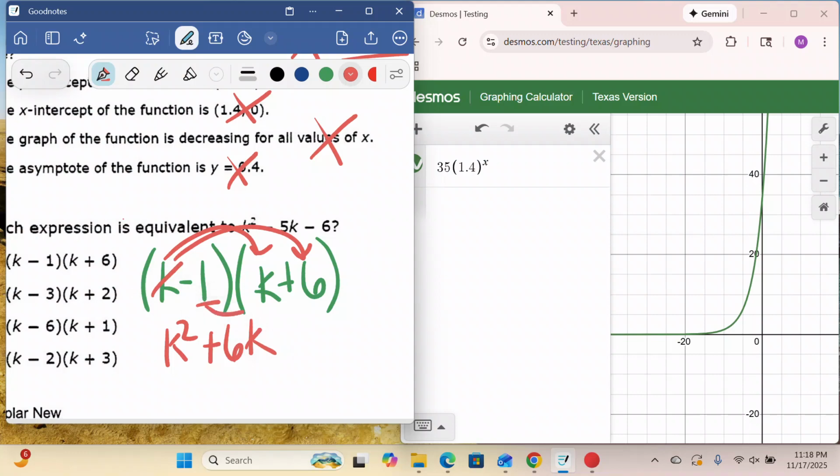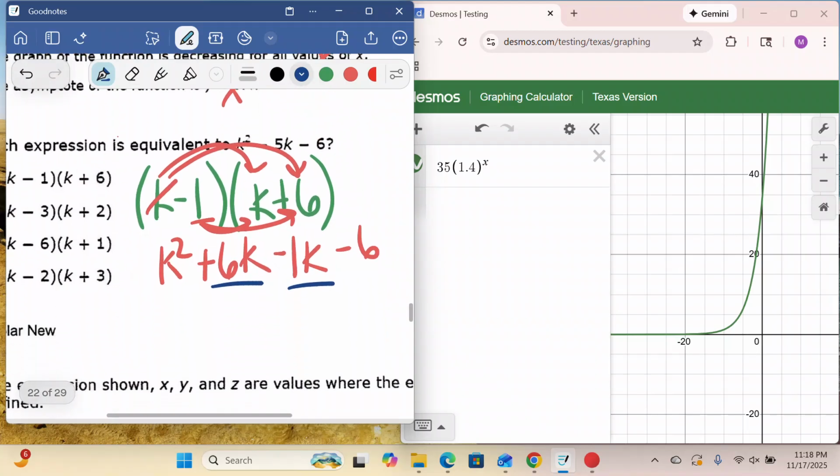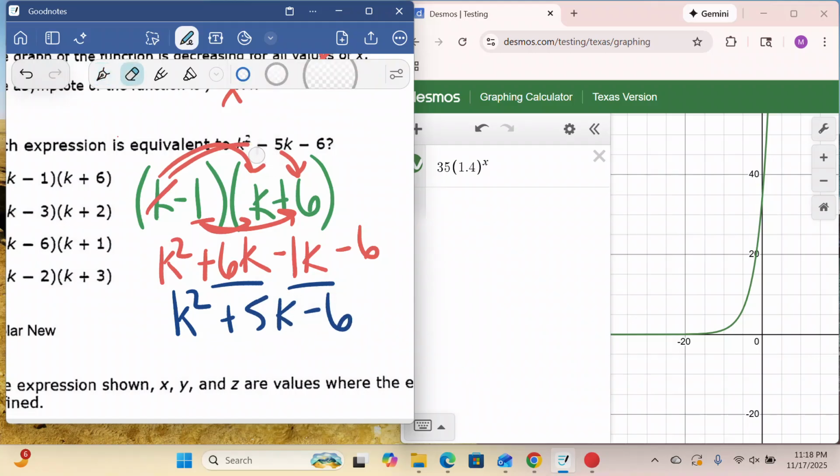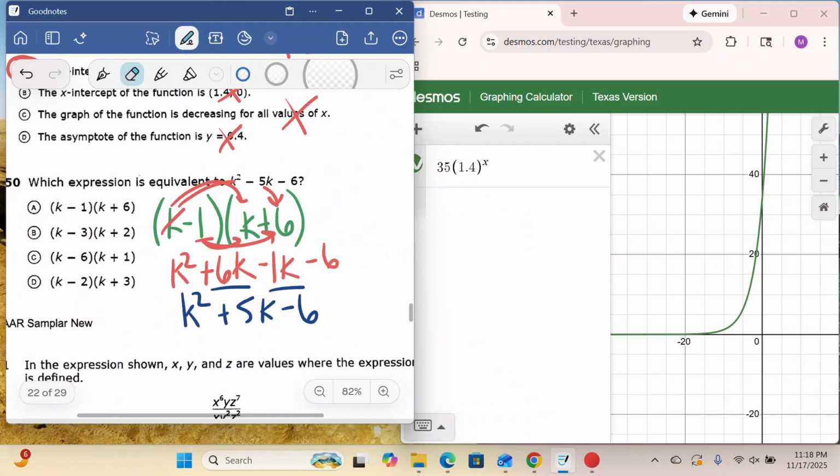I'm going to do negative 1 times k, which is negative 1k, and negative 1 times 6 is negative 6. In the middle, I'm going to combine the like terms. So this gives me k squared plus 5k minus 6. Once again, I'm going to look at my answer choice. It's not a positive 5k, it is a negative 5k. So once again, this would not be a correct answer. So I'm going to scratch this one out.